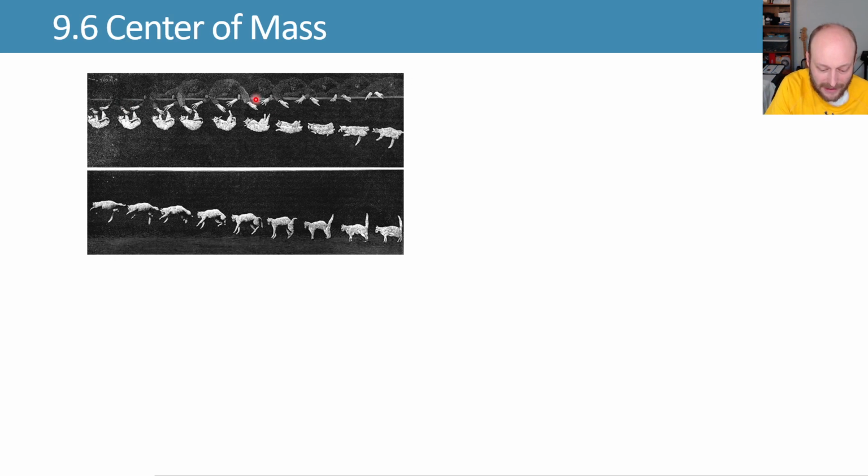You think about this cat as our system of particles, and as you drop it, it's twisting around and doing whatever it's doing. But we notice that the center of mass of the cat is falling just like a particle would fall, regardless of whatever is happening with the rest of the particles involved in our system.